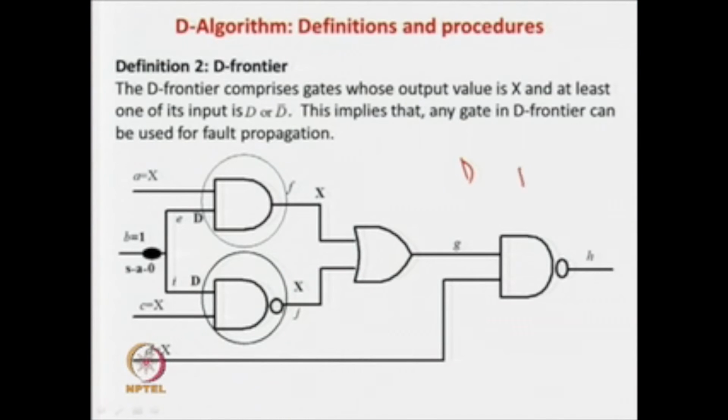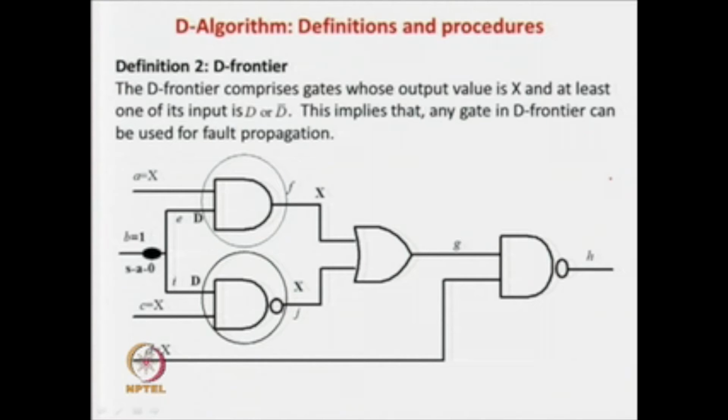So, we know that D was introduced because D represents 1 0, that is, normal case 1, fault case 0. And 0 1 is D prime, normal case 0 and fault case 1. So, this was Roth's 5 valued algebra we have already seen. This is the representation that was used for representing the fault in a circuit. Now, let us see what a D frontier is.